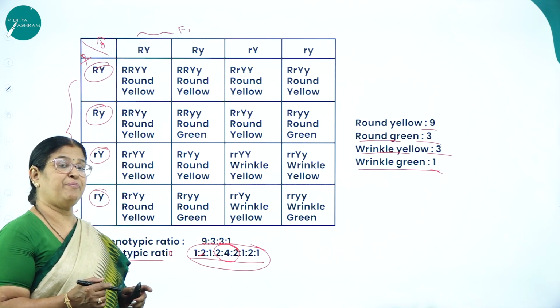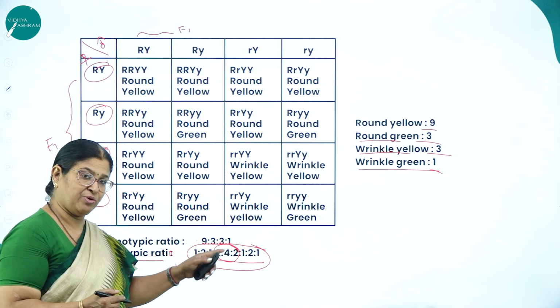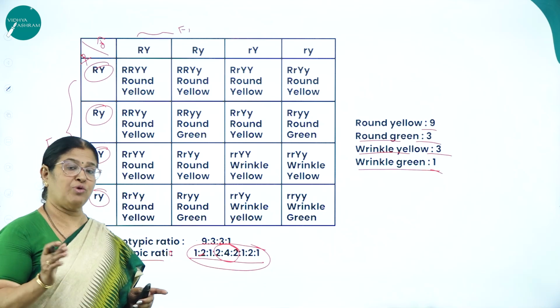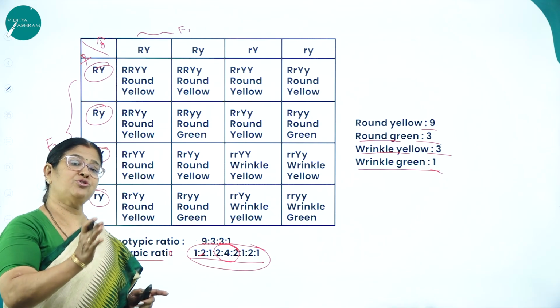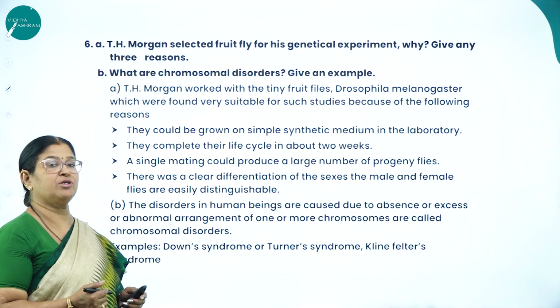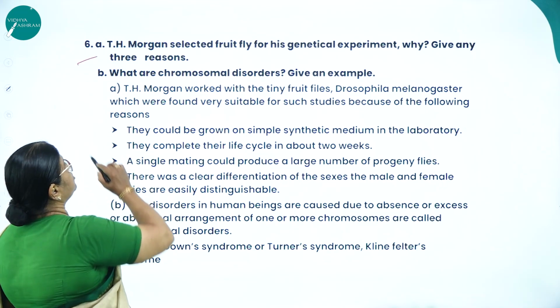So what is the phenotypic ratio of dihybrid cross? 9:3:3:1. And what is the genotypic ratio of the dihybrid cross? 1:2:1, 2:4:2, 1:2:1. Hope you have understood the dihybrid cross, which is very important from the examination point of view. Moving on to the next question.